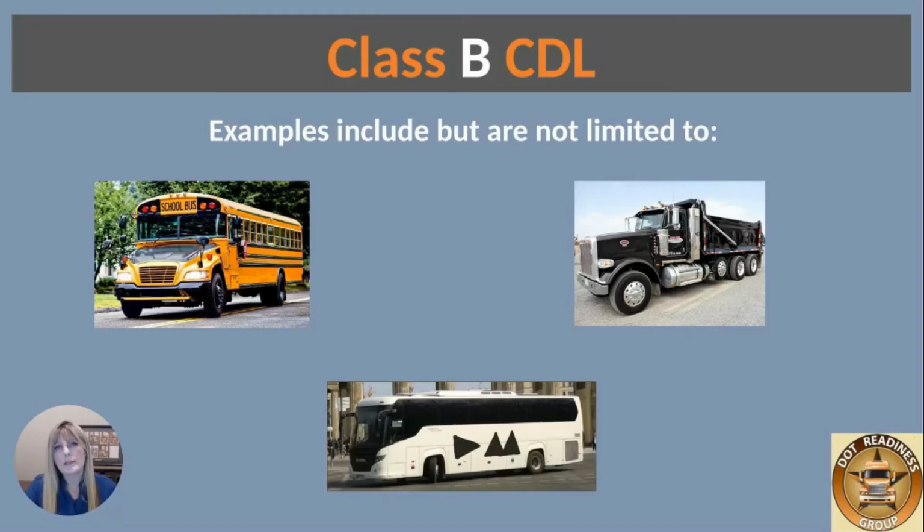Typically, when we see Class B CDLs, it's like beverage distributors. They have Class Bs typically if they're not a combination vehicle. Sometimes we see the combination vehicles, but if they're Class B, if it's over 26,000 pounds, either by itself or in combination with a trailer under 10,000 pounds, that's whenever you have a Class B.